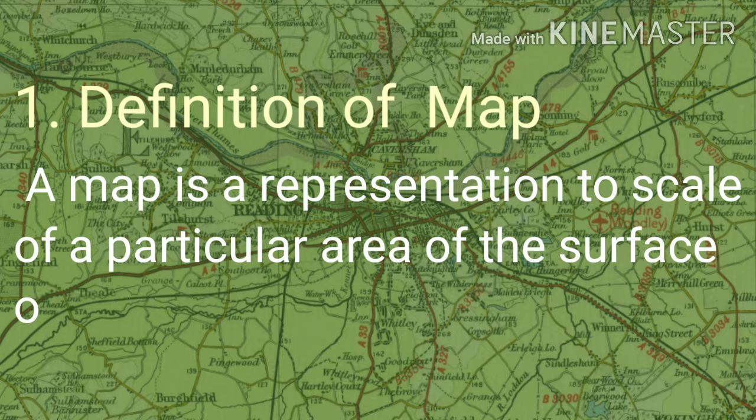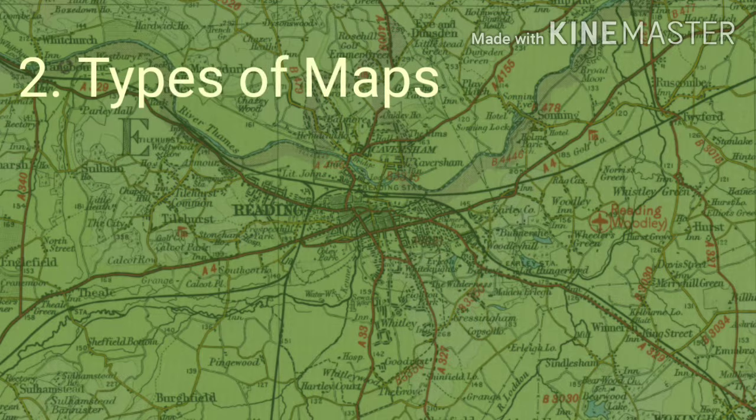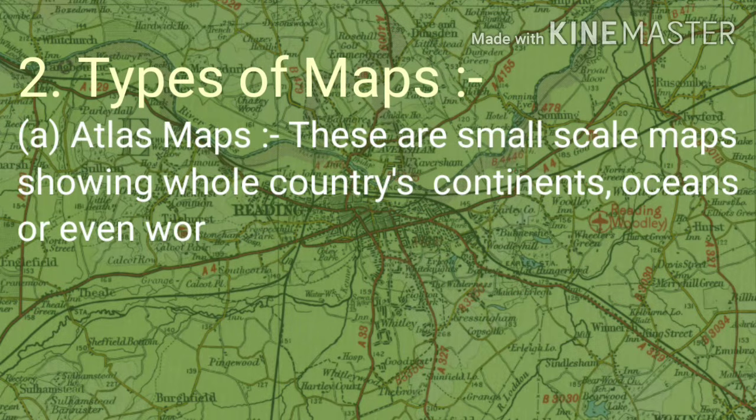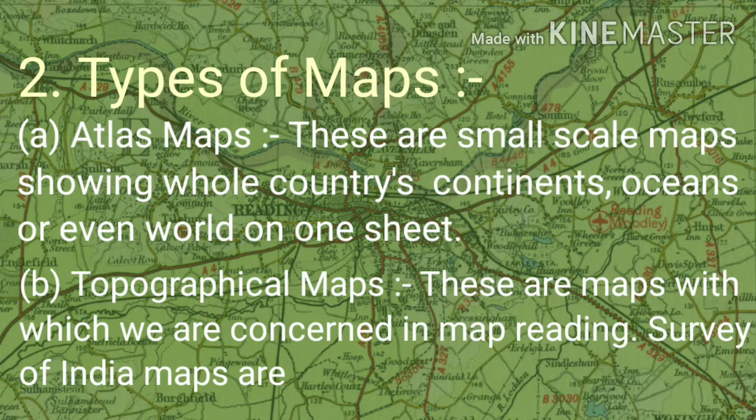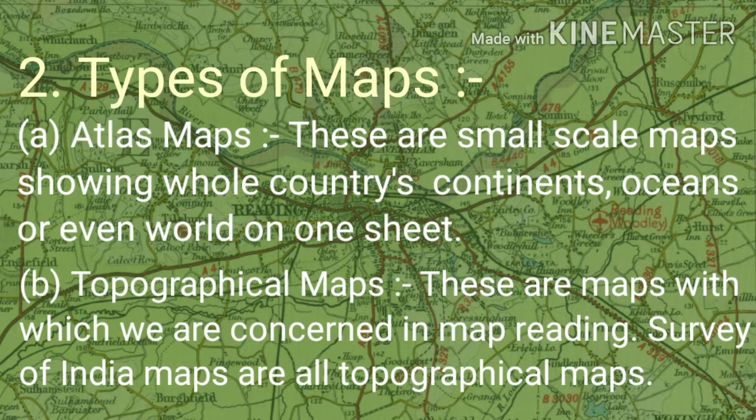A map is a representation to scale of a particular area of the surface of the earth. അടുത്തത് types of maps. There are different types of maps depending on their scale and their uses. Some important maps are the following. First one, atlas maps. These are small scale maps showing whole countries, continents, oceans or even world on one sheet. Then topographical maps. These are maps with which we are concerned in map reading. Survey of India maps are all topographical maps.